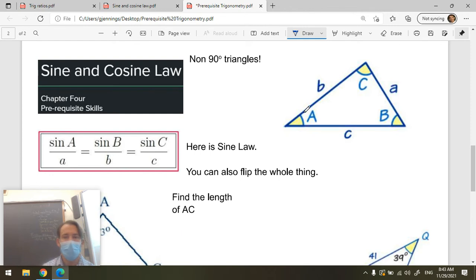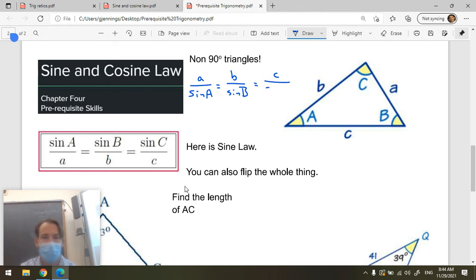Sine law relates the side lengths of triangles to the angles that create them. And what it creates is three ratios that you can also flip. So I would like people to also write the flipped version of sine law. The flipped version of sine law looks like this. A divided by sine A is equal to B divided by sine B is equal to C divided by sine C.